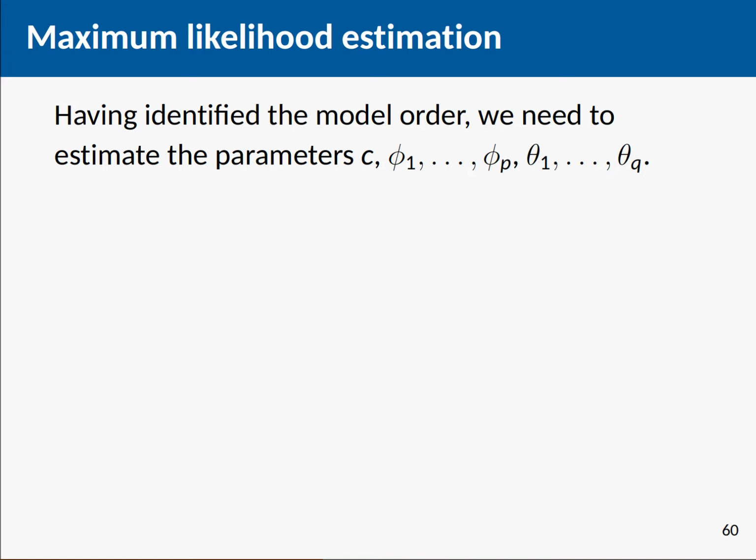Once we have identified the model order, which is how many autoregressive components the model would have, the degree or order of differencing the model would have, and the order of the moving average processes that the model would have, we need to then estimate the parameters, which are C, and then the different phi's and the different thetas. So phi's correspond to the autoregressive component, and the thetas correspond to the MA component.